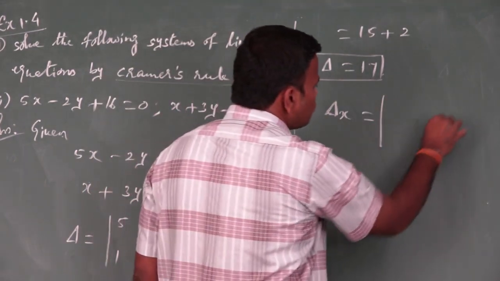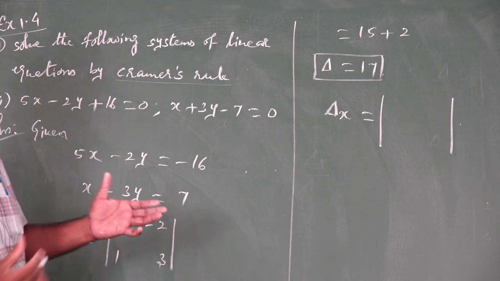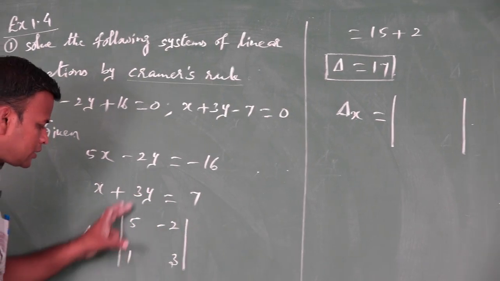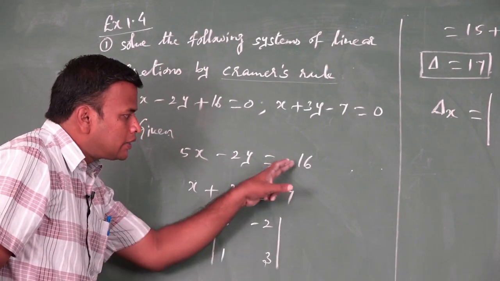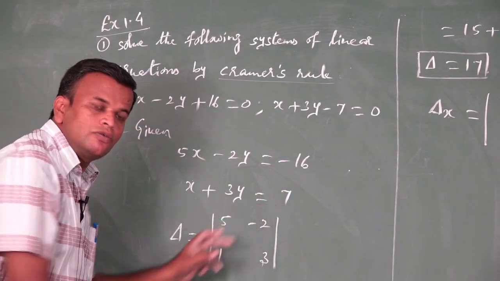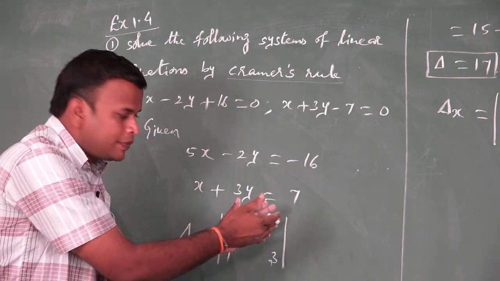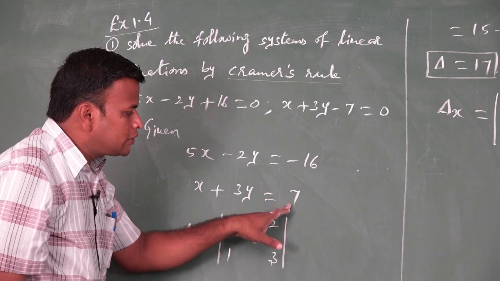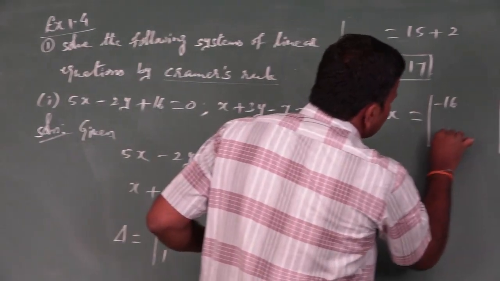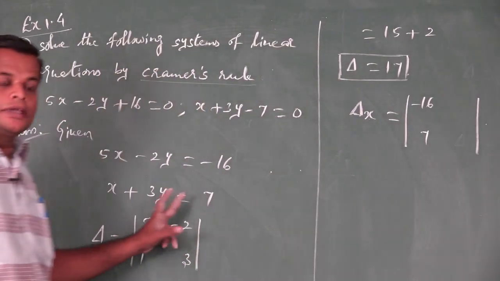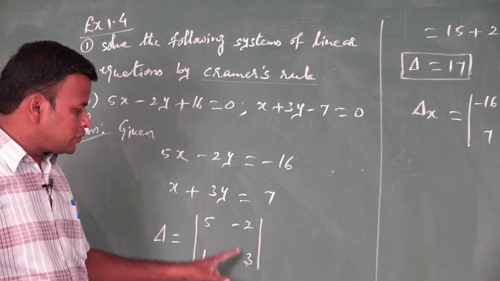What is the working rule to find del x? We remove the coefficient of x column in del, and instead of 5, 1, we enter the RHS column, minus 16, 7. So we leave out the coefficient of x column and enter the RHS column, minus 16, 7, in the first column. The second column has no change; we write it as it is. What is the second column of del? Minus 2, 3.